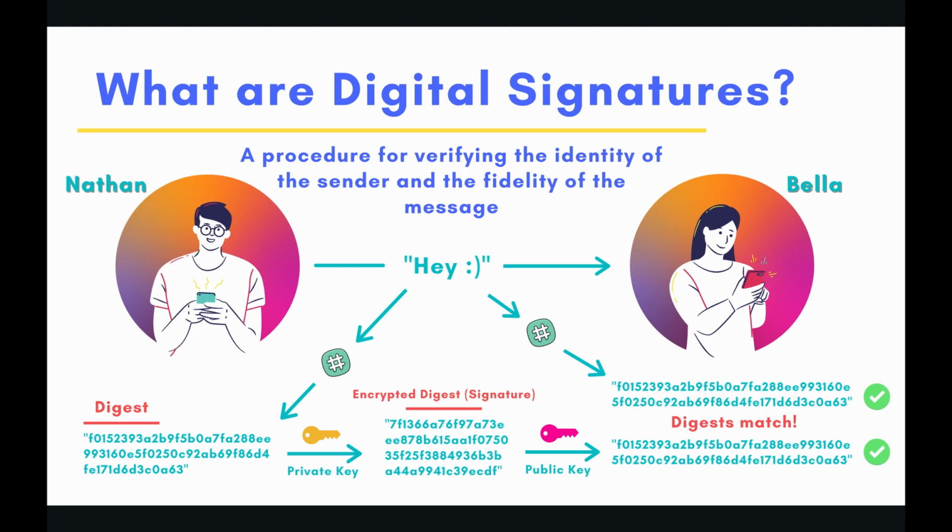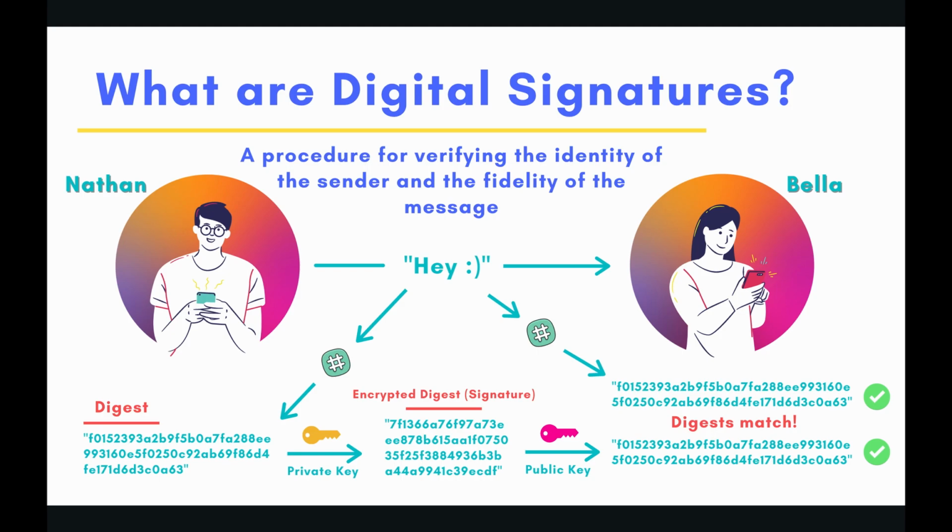And when Bella's phone receives that message, what Bella's phone is going to do is hash that message just like Nathan's phone did, but it's also going to take Nathan's public key and decrypt the encrypted digest. And so what that's going to do is make the original digest again. And if those two digests match, then Bella's phone can be certain that that message was indeed sent from Nathan and it indeed contained the message, "hey," with a smiley face.